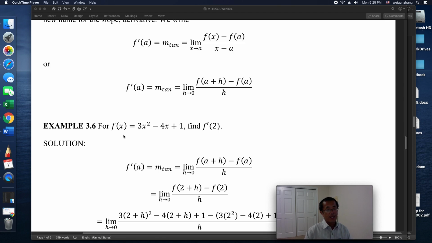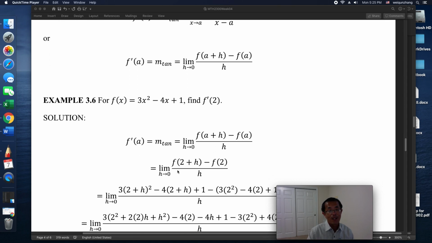Still in section 3.1. The function is a quadratic function, and we want to find f prime of 2. F prime is the derivative, which is the slope of the tangent. So I copy and paste the formula. I'm using the equivalent form.